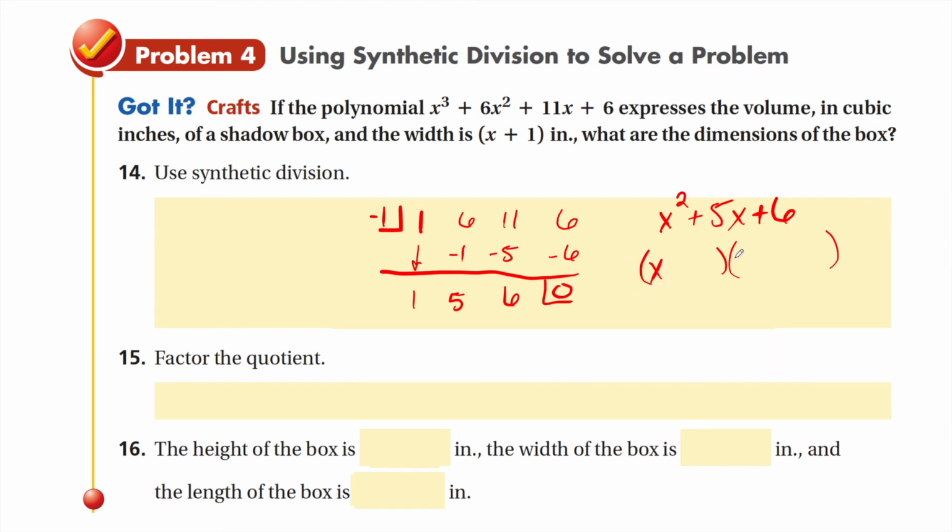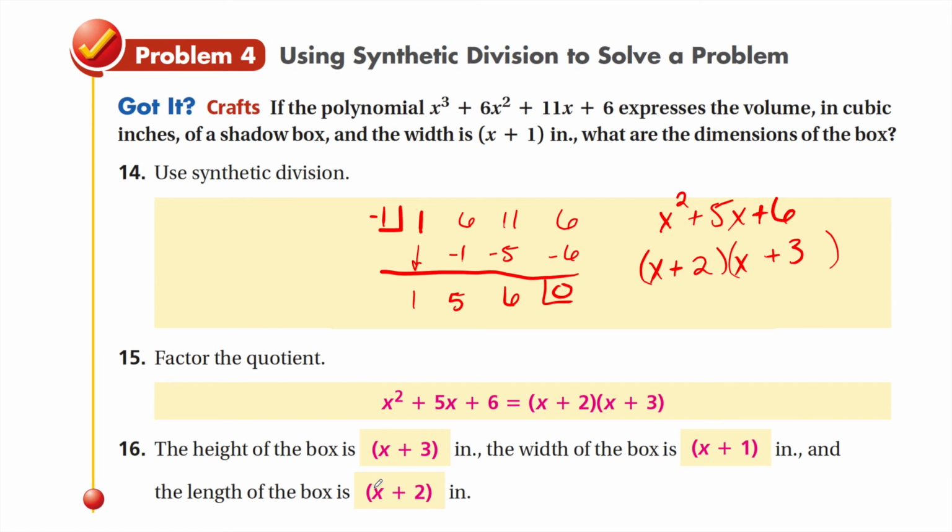So I'm going to split the x. What will multiply to 6 but add to 5? I'm going to go with a 2, and I'm going to go with a 3. So now we have that our factors of our quotient will be x squared plus 5x plus 6, which equals x plus 2 and x plus 3. Therefore, the height of the box is going to be x plus 3 in inches. The width of the box will be x plus 1 in inches, because that's what it says. And therefore, the length of the box will be x plus 2 inches.